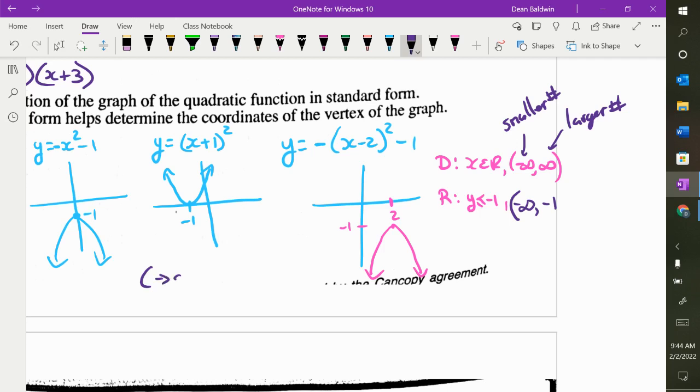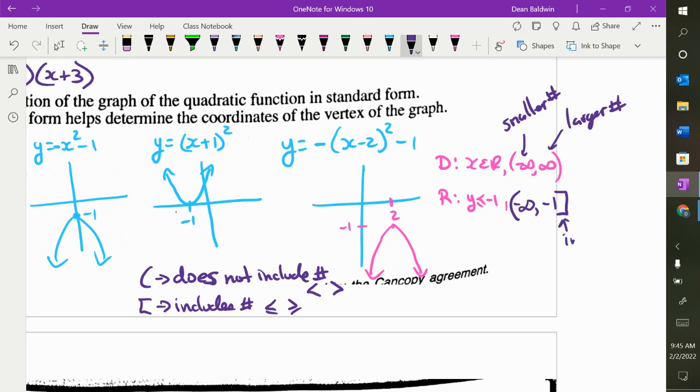Rounded bracket means, and I'm not going to test you on this, it just kind of helps as we move through the class, does not include the number. So that's like your less than sign or greater than, all right? Now, is negative 1 part of this graph? Yes, it is. So when you include the number, you use a square bracket, okay? So a square bracket means it includes the number. So that is your less than or equal to, or your greater than or equal to sign, okay? So this includes, and this does not include.